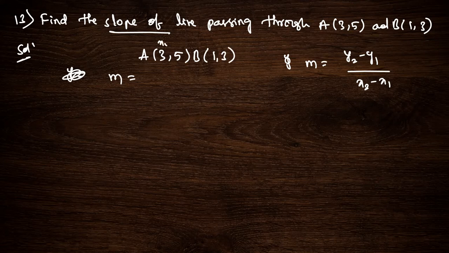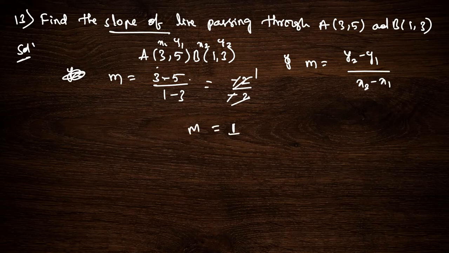Y2, this is x1 y1 x2 y2. So y2 minus y1 means 3 minus 5, divided by x2 minus x1, which is 1 minus x1 equal to 3. So it will become 3 minus 5 divided by minus 2, which gives minus 2 divided by minus 2, so minus 1 is equal to 1. 1 is the slope m. So this is the answer here.